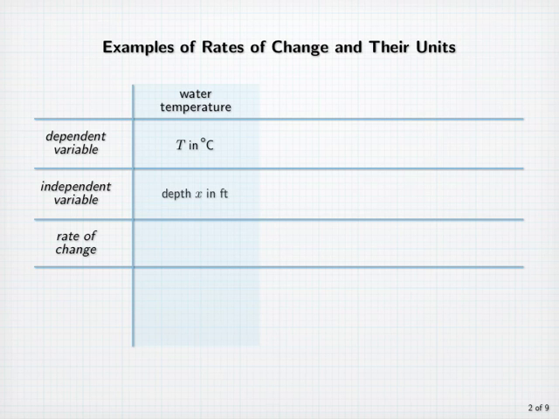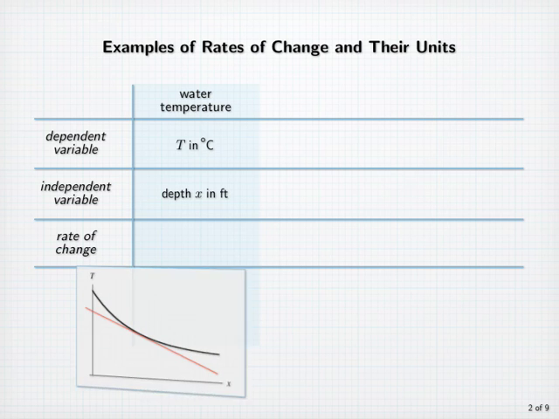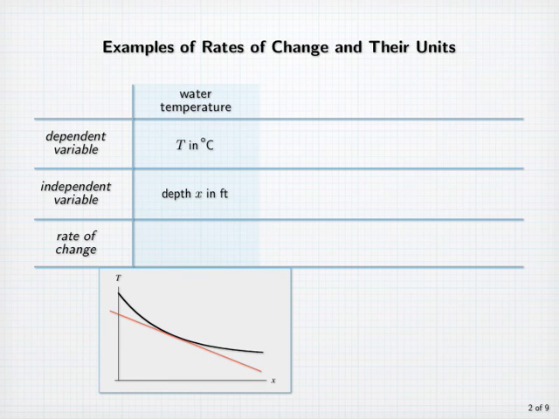Now, an independent variable of interest could be depth, x, in feet, and we might expect the graph of T versus x to look something like this. In other words, we would expect the temperature to decrease as the depth increases. The rate of change in temperature with respect to depth would be the derivative of T with respect to x with units of Celsius degrees per foot.